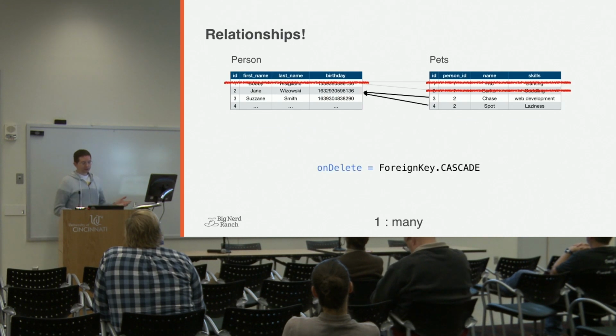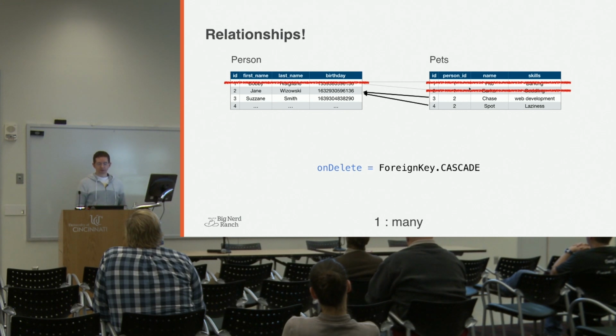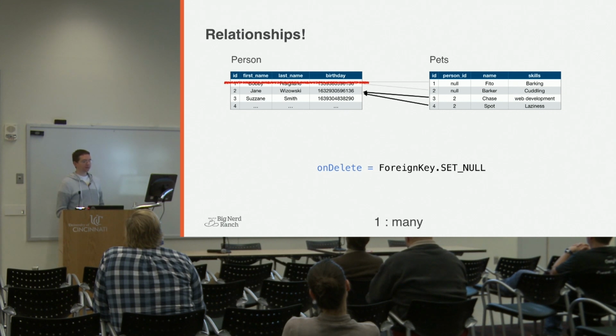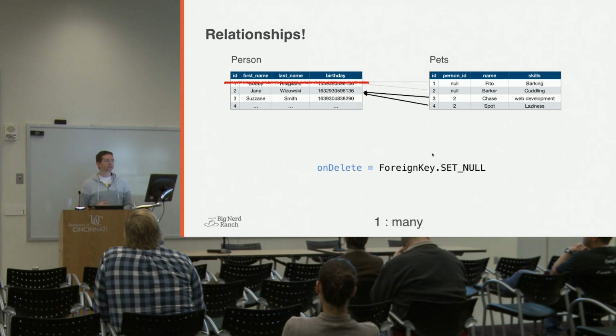So Cascade does what you think it would do. When you delete the person, it deletes their pets. You also have set null, which is a very common one I've seen. You can set the ID to null. It has a bunch of others too, like you have restrict, just like you would in any other database environment.